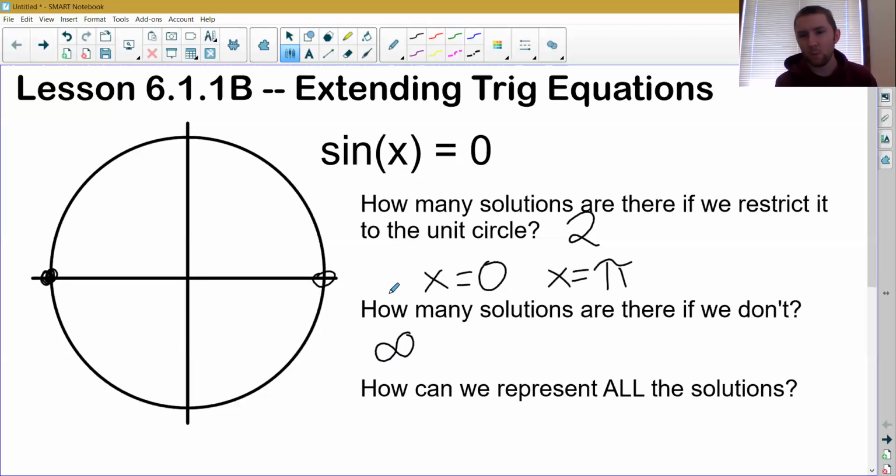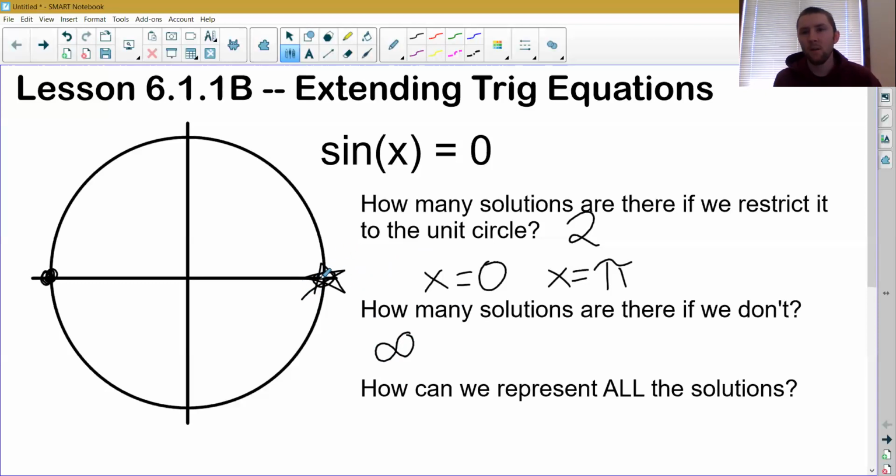The question is, how can we represent all of those solutions? In order to get that notation, we just have to think about this solution point right here, at x equals 0, that point right there.